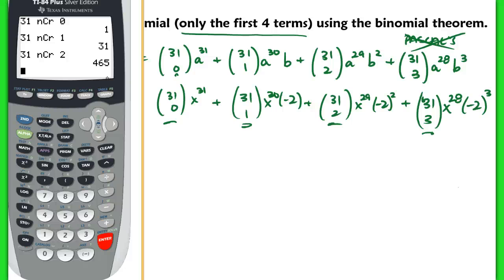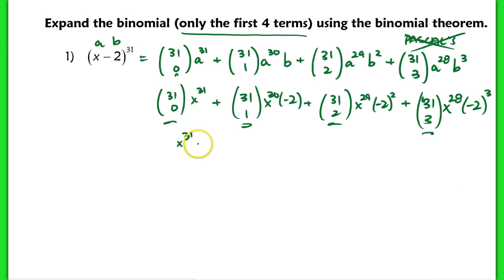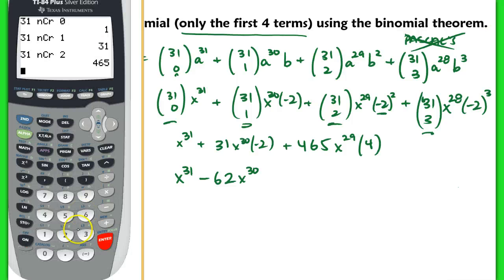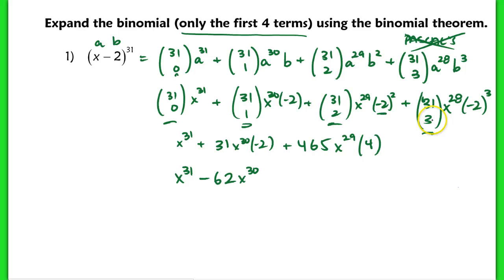So this is now 1 x to the 31st plus 31 x to the 30th times -2. So I'm going to simplify that to -62 x to the 30th. And we just found that this was 465 x to the 29th times a positive 4 here, right? It's -2, that base, squared. So now we're going to take 465 times 4, x to the 29th, and then let's do 31 choose 3. So, whoops, just hit second entry, bring it last up, hit 3 here, and we have 4,495. Again, so big, and we're just into the 4th term.